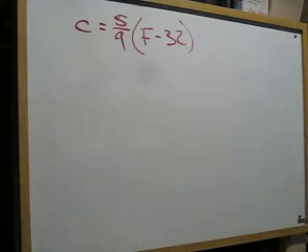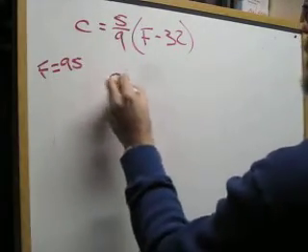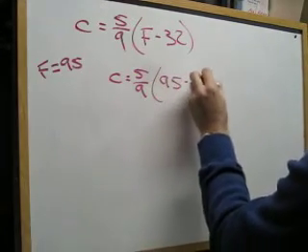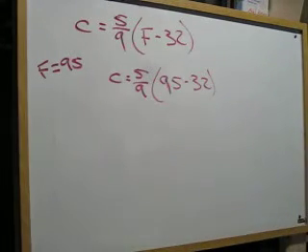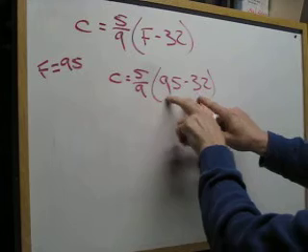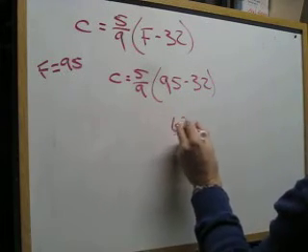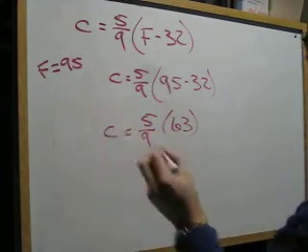It would really be a handy formula if it was easy to remember, but it's not, so it's kind of awkward to use. But there's the formula, and they're telling me that F is 95 degrees. So let's rewrite this. And this is where our order of operations comes in handy. 95 minus 32 is 63. And we're going to multiply that times 5/9, and that will give us our C.